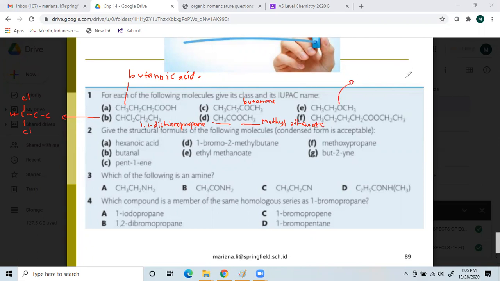For E, this is an ether, right? ROR. So the shorter is CH3. So methoxyethane. Yeah. How about F? RCOOR. So ester again. Alcohol part, ethyl. Carboxylic acid part, 1, 2, 3, 4, 5. So ethyl pentanoate.